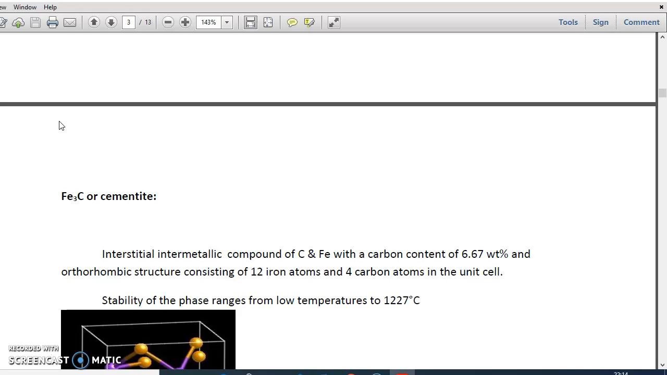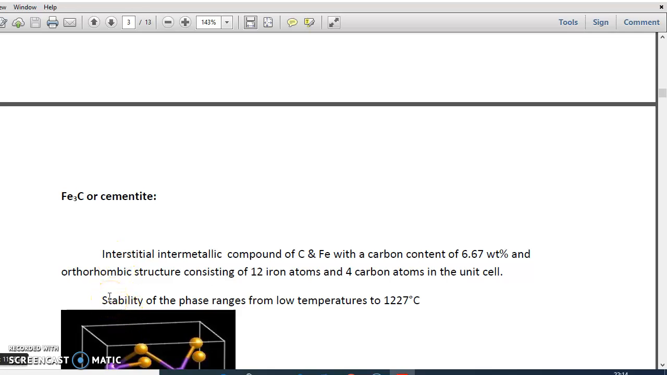That is what we are doing in heat treatment. By changing the cooling rate, we are changing the transformation. By changing the transformation, we are getting a change in the mechanical properties of the material. We will see this in heat treatment.